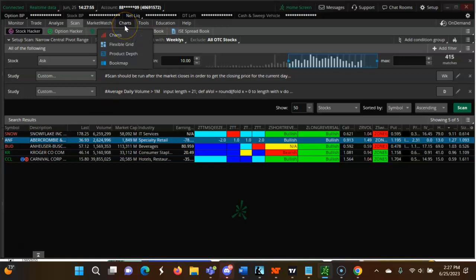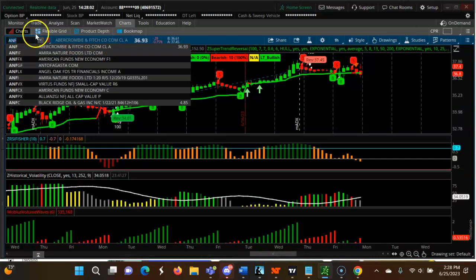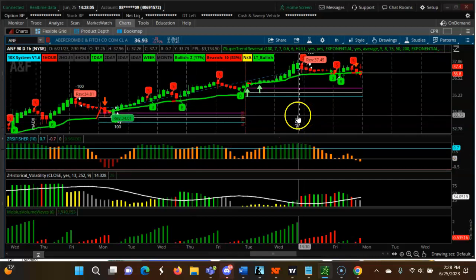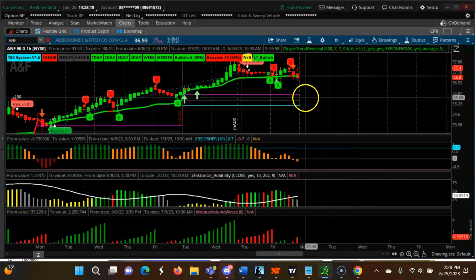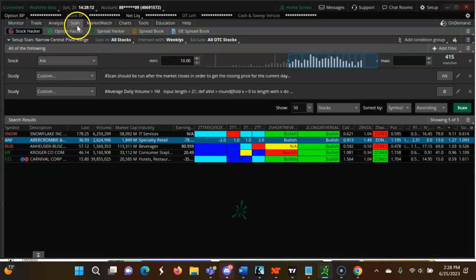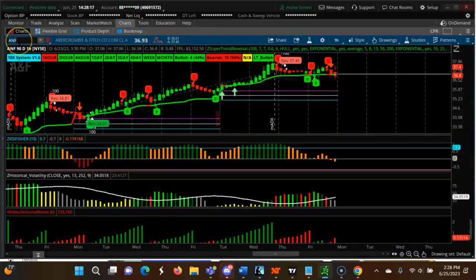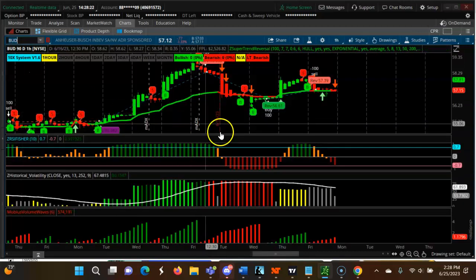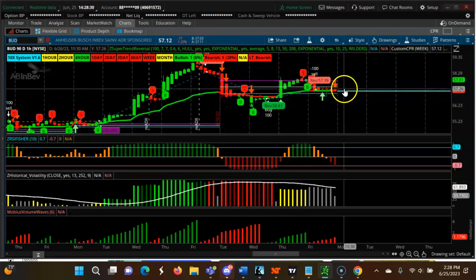ANF. Next one is ANF. You can see a narrow CPR to the upside. This probably can go up. Okay. Next one, BUD. Okay, you can see this narrow CPR here.